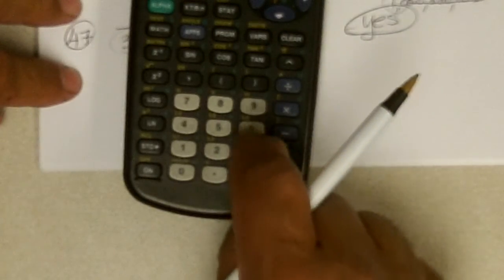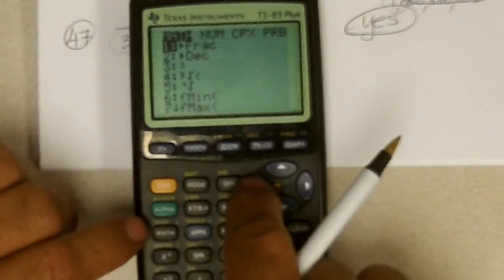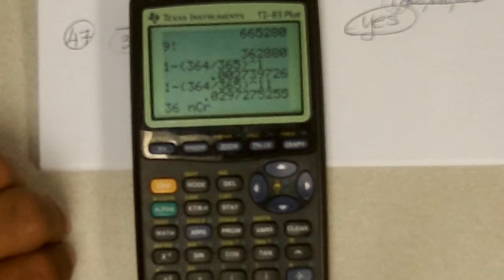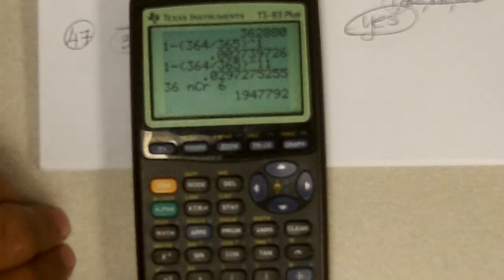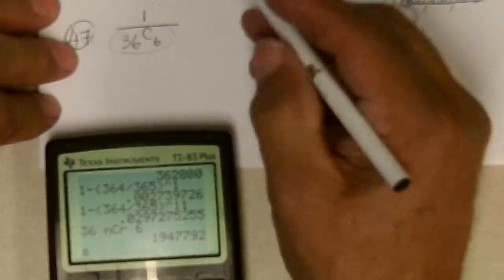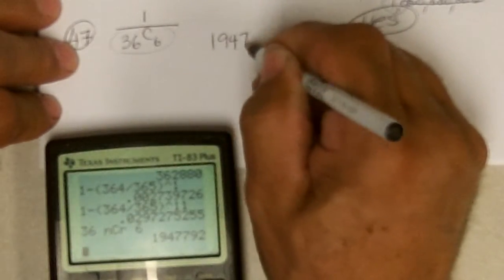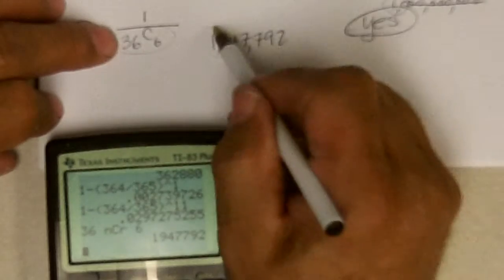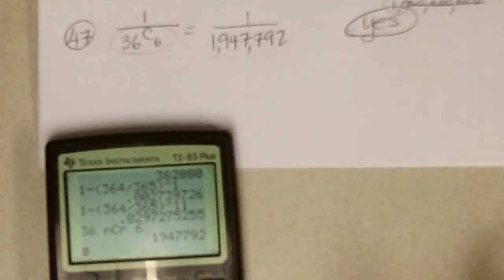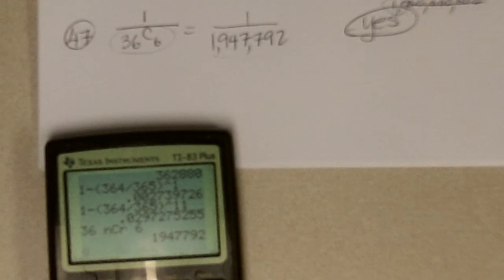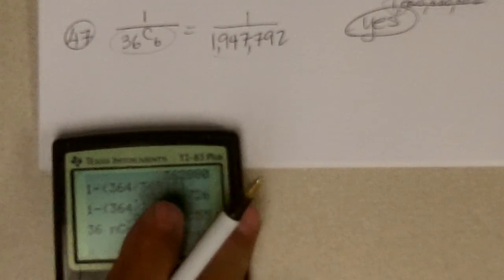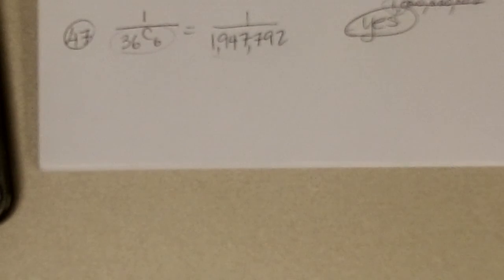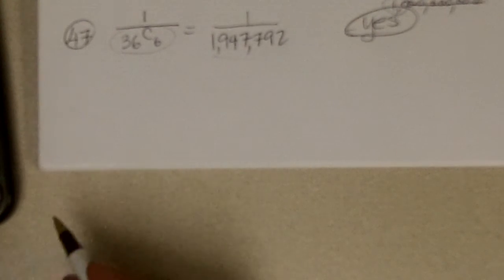So let's do 36 choose 6. There's 1,947,792 different combinations, and you'd have one chance out of those. That's the probability of picking 6 correct out of 36, because we don't care which order you get them in. That's 47.